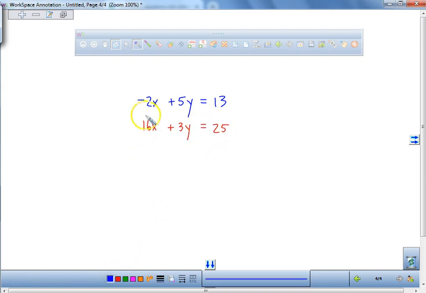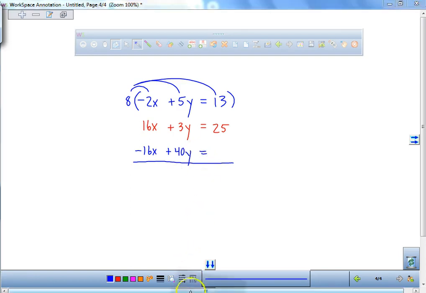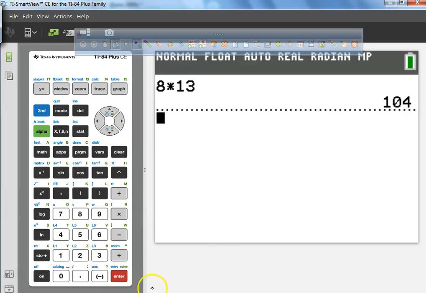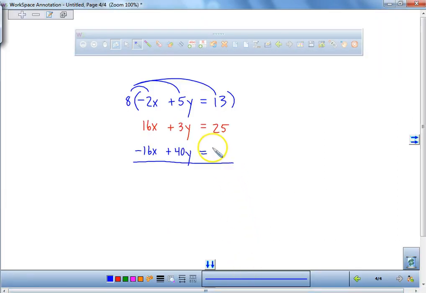Now what we're going to do is take this top equation and multiply everything by an 8. Now 8 times negative 2 is negative 16x. Okay? And 8 times 5 is 40y. And now we're doing 8 times 13. Alright, 8 times 13 is 104, so we're going to put 104.